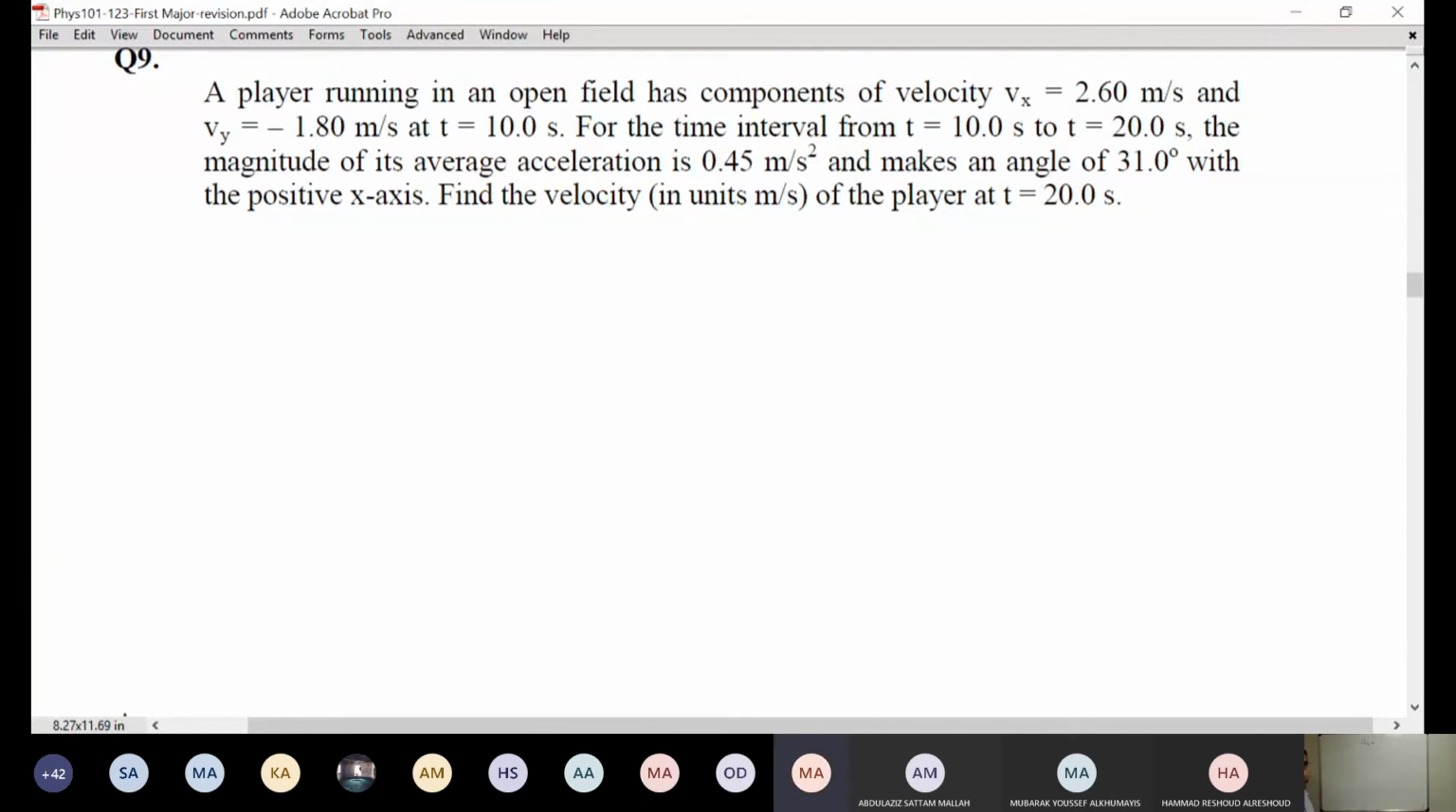It's times cosine 31, the acceleration time. So it will be a cosine theta. So a is 0.45 meter per second square, and the angle is 31. Similarly, for the a_y, it is going to be the same way, but now sine theta. So 0.45 sine 31. Okay.